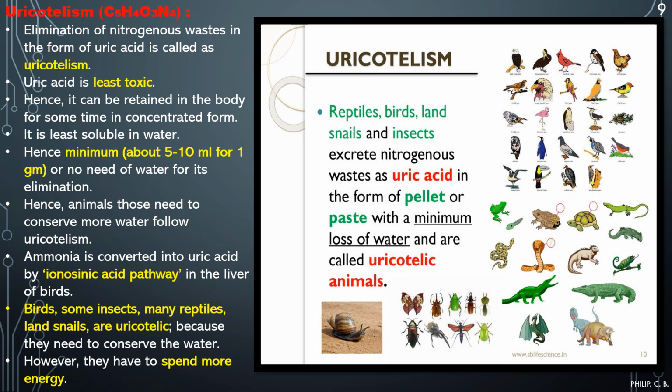So here uricotelism: reptiles, birds, snails and insects excrete nitrogenous waste as uric acid in the form of pellet or paste with a minimum loss of water and are called uricotelic animals. You can see various examples of uricotelic species.